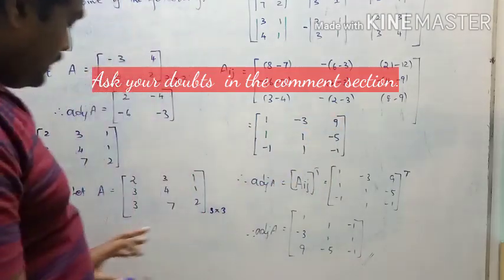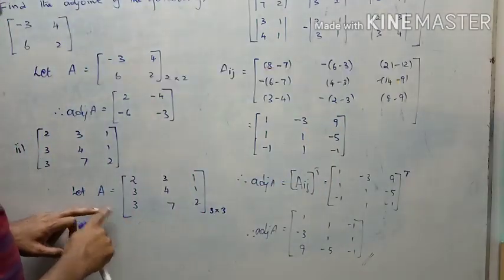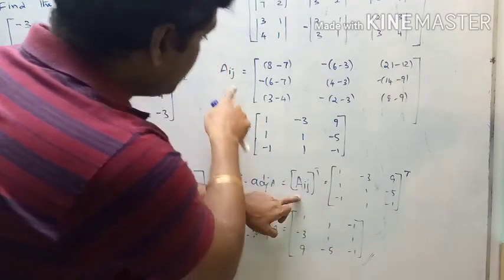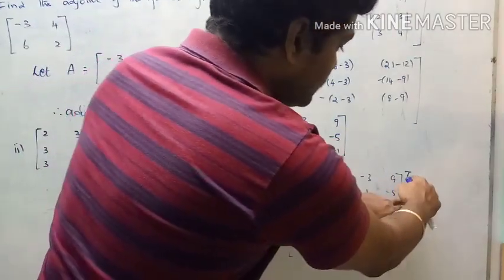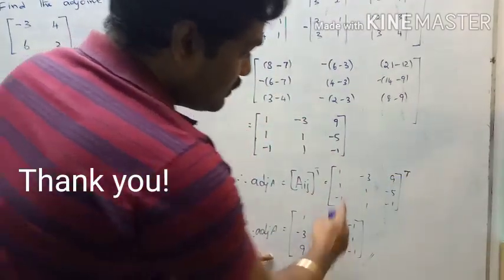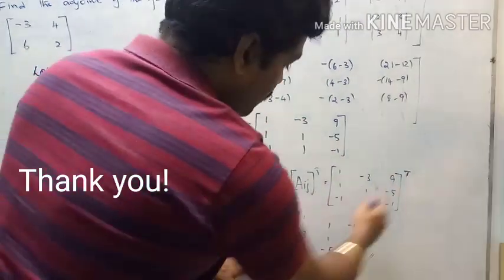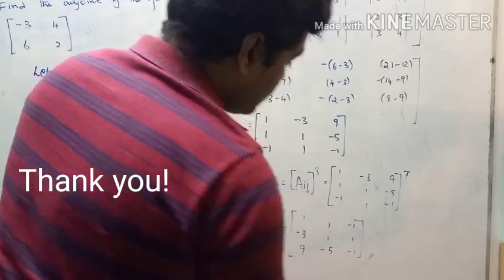Evaluate. For finding adjoint A for a 3 by 3 matrix, we take the transpose of the cofactor matrix. Write the cofactor matrix A_ij, put T, then take the transpose. Transpose is nothing but the first row becomes the first column, second row becomes the second column, third row becomes the third column. That's all.